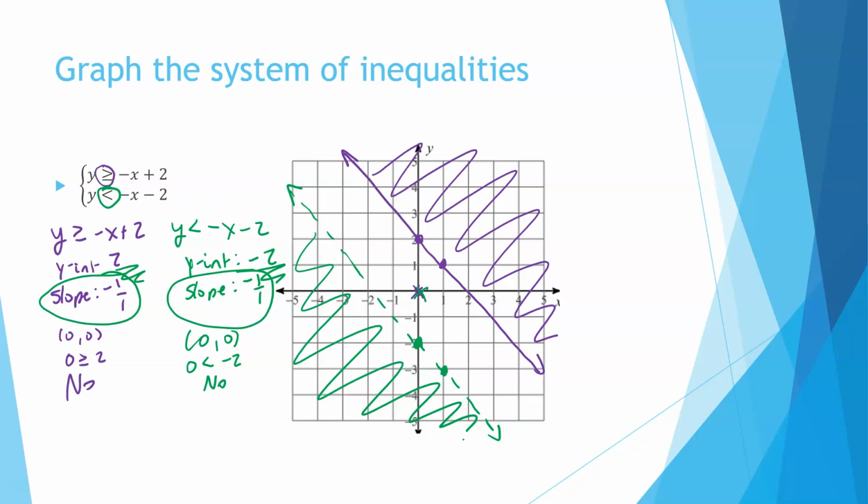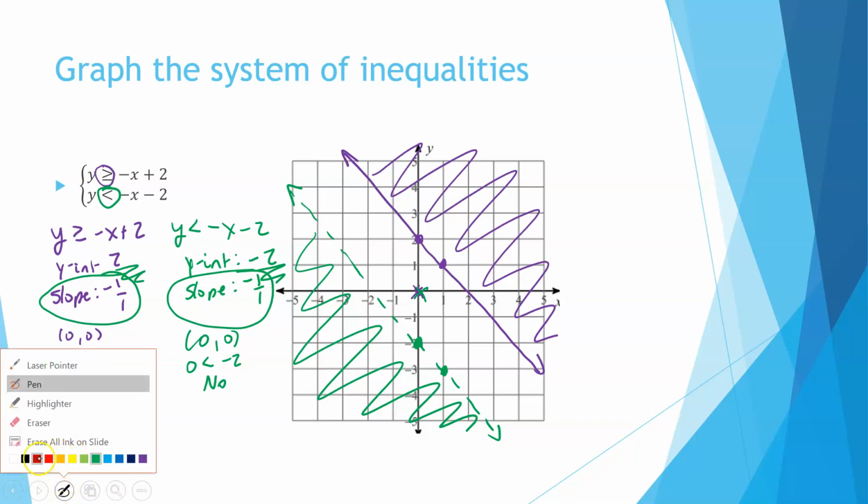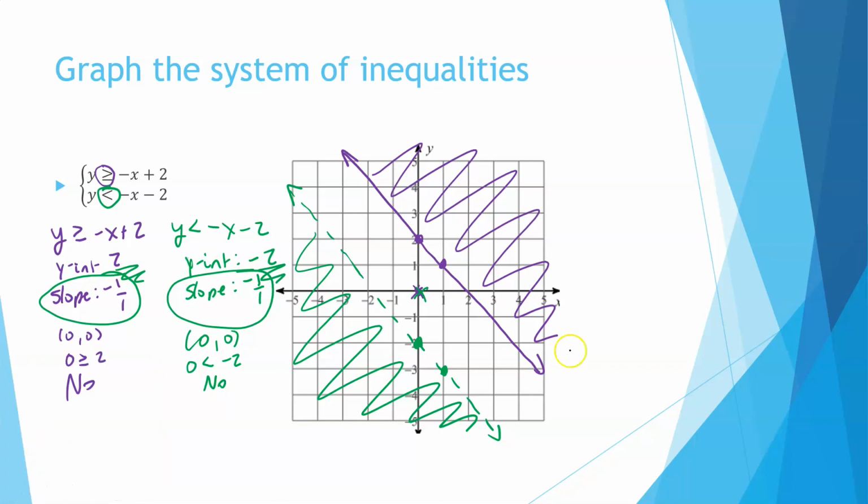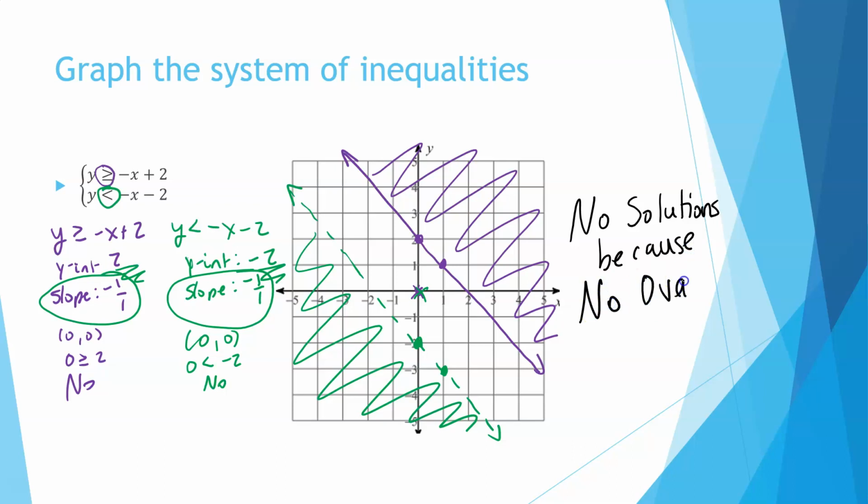If you're graphing a system of inequalities that has two parallel lines, there is a unique case where you actually get no solutions because they were parallel, so they never cross, and we shade opposite directions. So there is no solution in this case because there's no overlap. So if a graph has absolutely no overlap, then there's no solutions. But that is very rare that that happens.